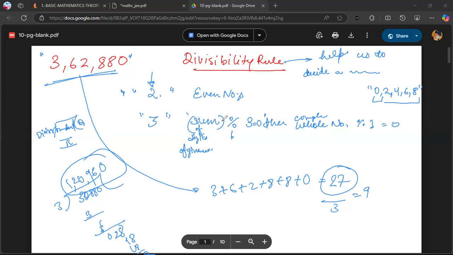The rule is that whatever number is given to us, we have to sum the digits. That's how we have done it. And if the sum is divisible by 3 completely, then our whole number will also be divisible by 3. Correct? Understood? Understood, everyone? Yes, sir. Please ask if there is any doubt.